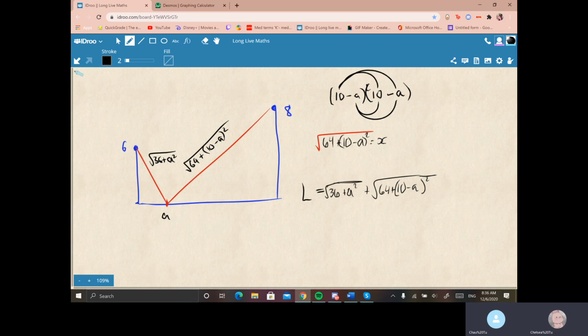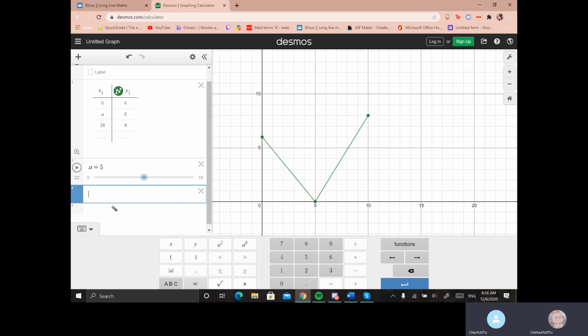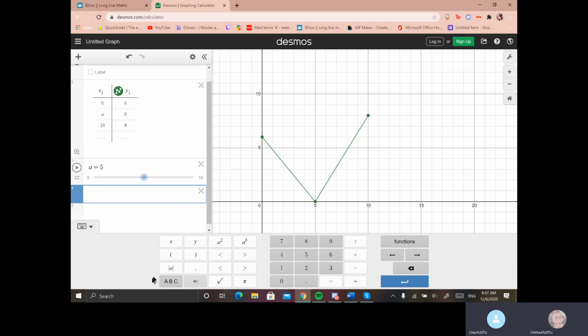Yeah, so now you can punch this into Desmos, and then for any given A, it will tell you the length of the rope. So jump back to Desmos and punch in the length: root 36 plus A squared. So no matter what location your A is at, it will tell you the length of the rope. And then later on, scan it and guess where the rope will be at its shortest.